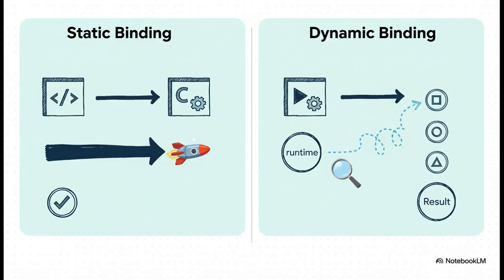So the difference here is all about when a decision gets made. With static binding, the compiler figures out exactly which function to call way ahead of time, before the program even runs. It's fast and simple. But dynamic binding, that's where the magic is. The program waits until the very last second, at runtime, to decide which function to call. It lets a generic sensor pointer correctly call the specific read function for a temperature sensor.